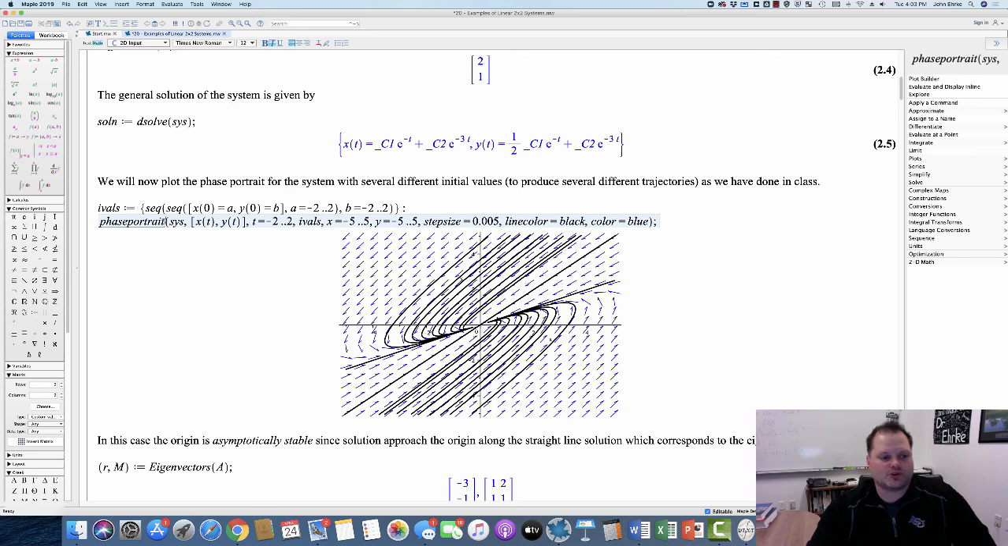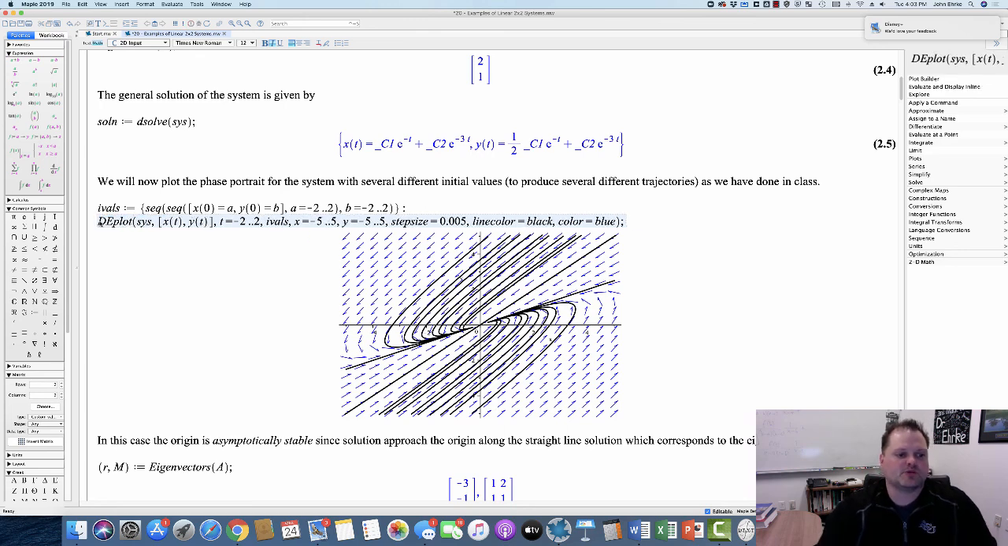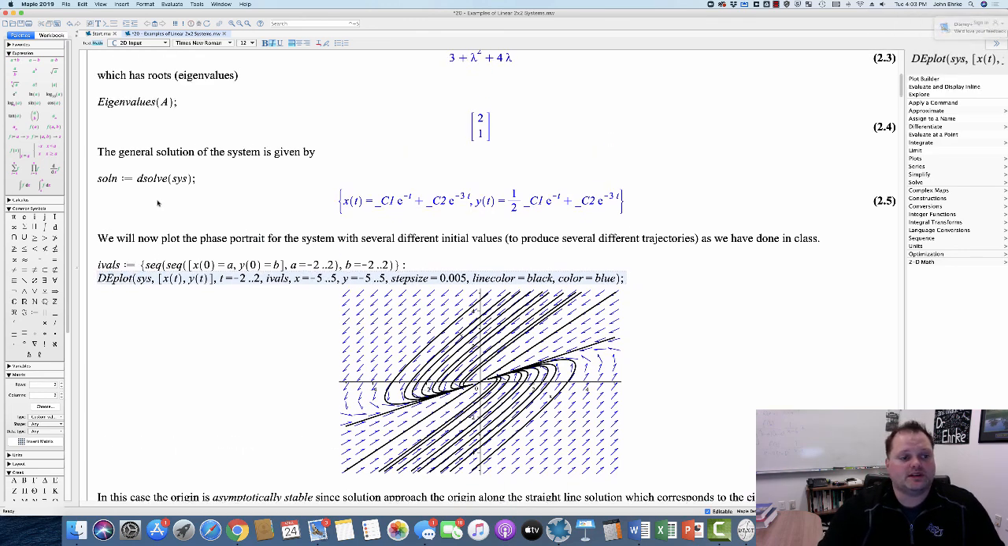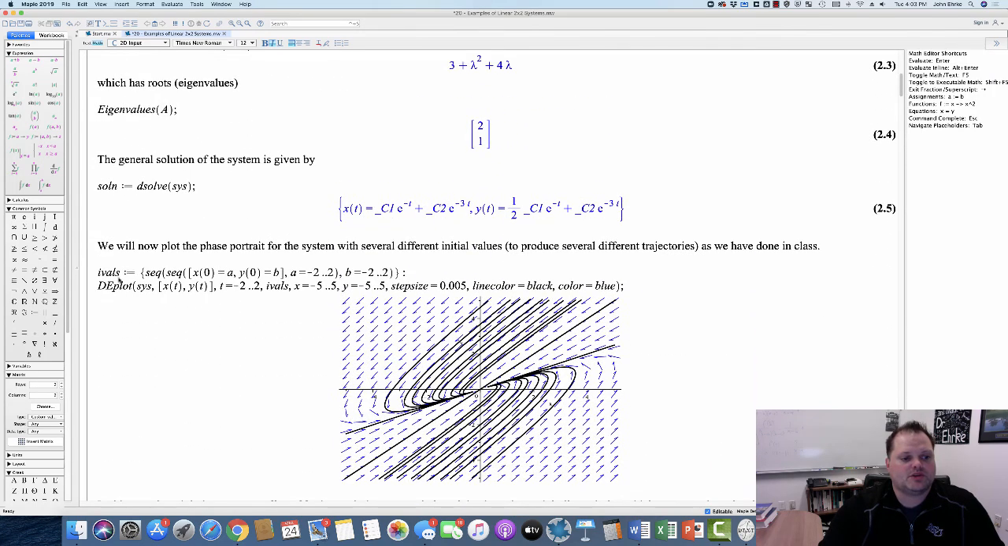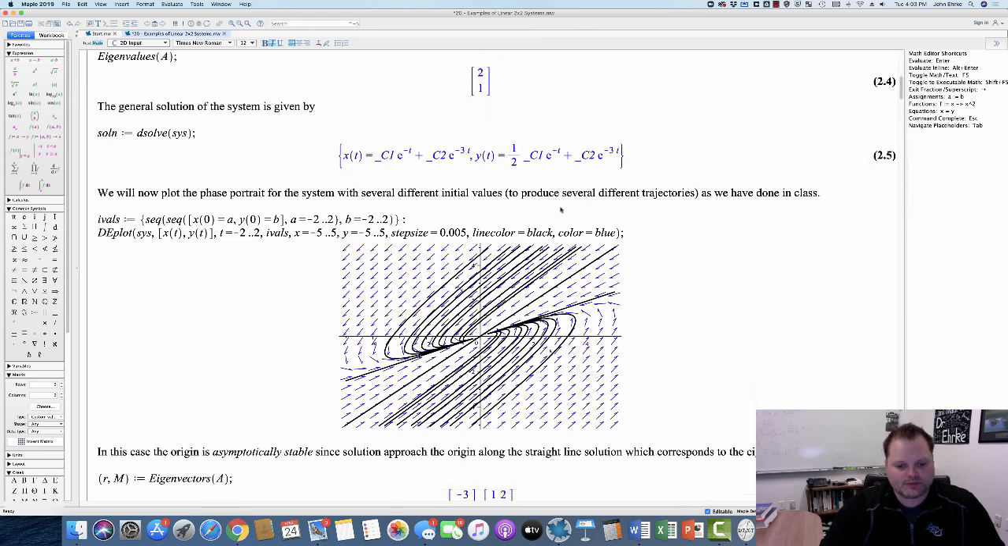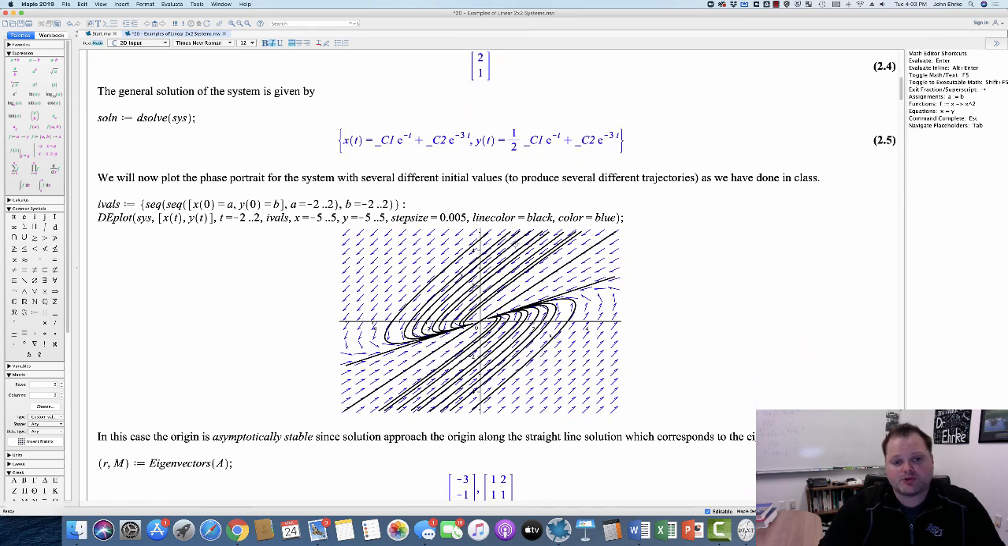Don't use the phase portrait command, by the way. I probably should have updated this. It's an old command. It probably still works, but just use DE-plot. So if you use DE-plot, you get the same result. You have to load DE-tools to do this, but just use DE-plot instead of phase portrait. But here is the phase portrait for this one.